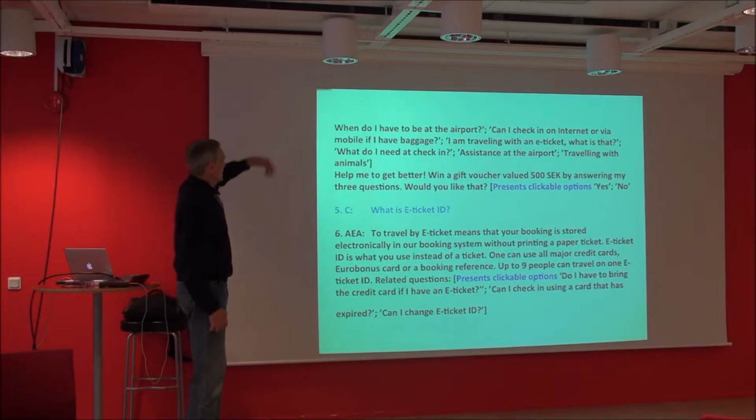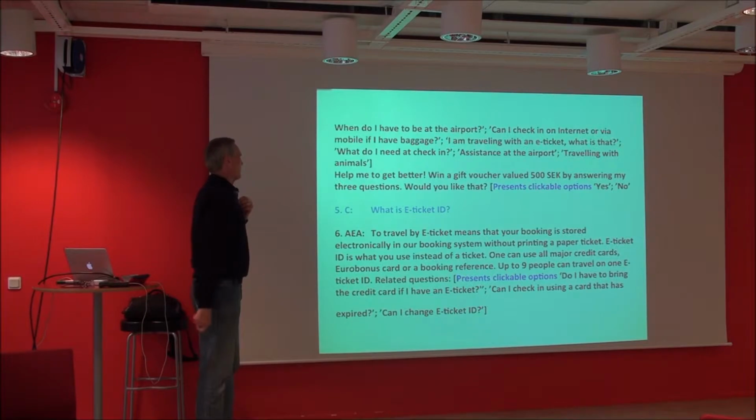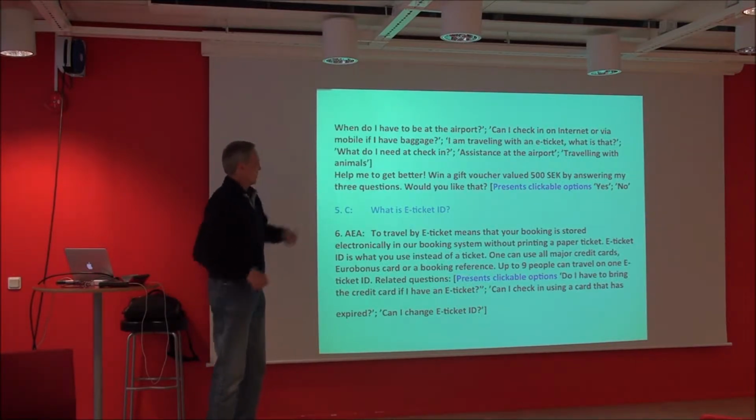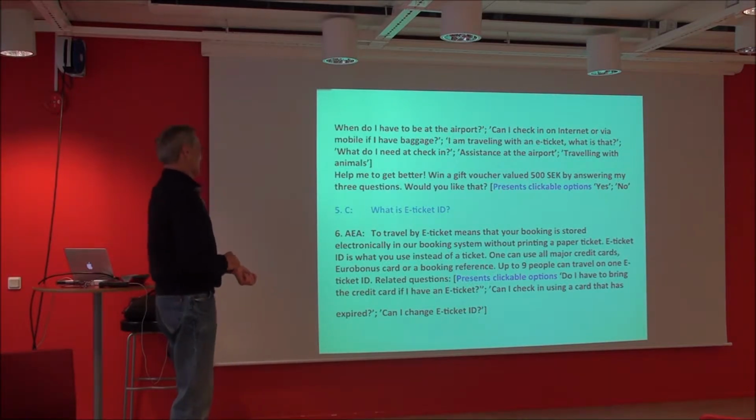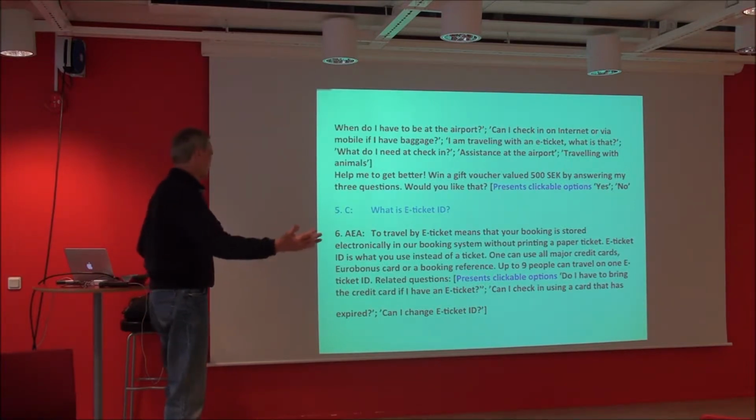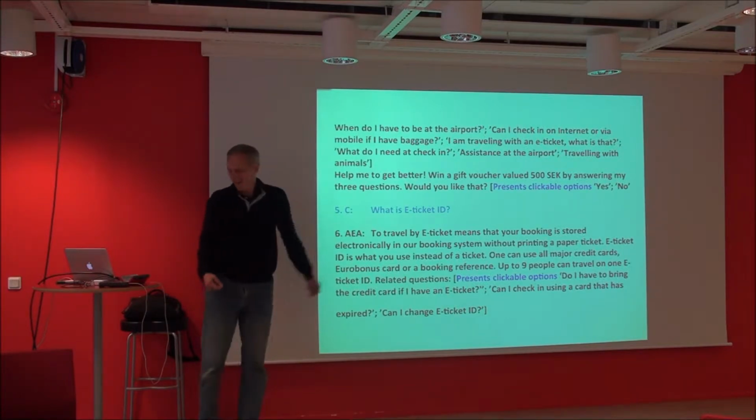Okay, and so then the person clicks, when do I have to be at the airport? Oh no, these are more clickable options. Can I check in on internet or via mobile if I have baggage? Am I traveling with an e-ticket? What is that? Etc. And then: help me win a voucher, 500 Swedish crowns, by answering my 3 questions. Would you like that? Okay, and then you get another clickable option, yes, no. So then the person clicks, what is an e-ticket? And the agent says, traveling by e-ticket means that your booking is stored electronically in our booking system without printing a paper ticket, etc., and you get clickable options. Okay, so then you click again, and it goes on like this.